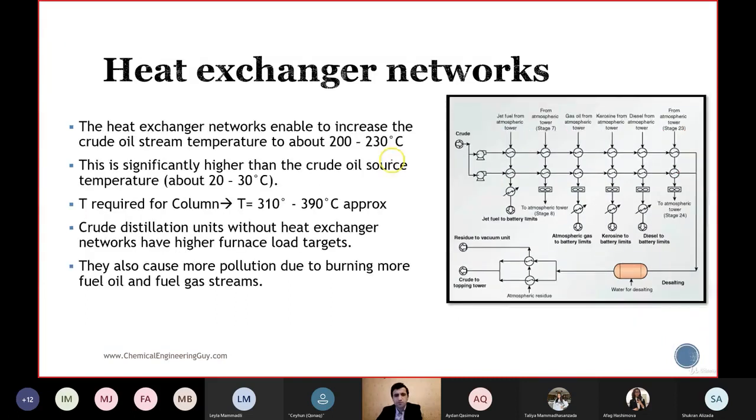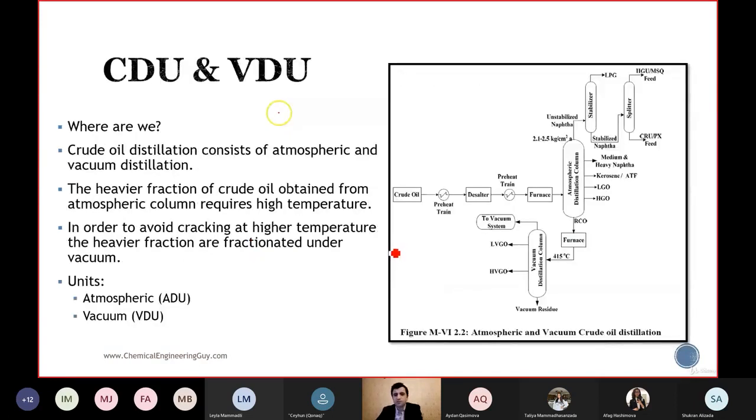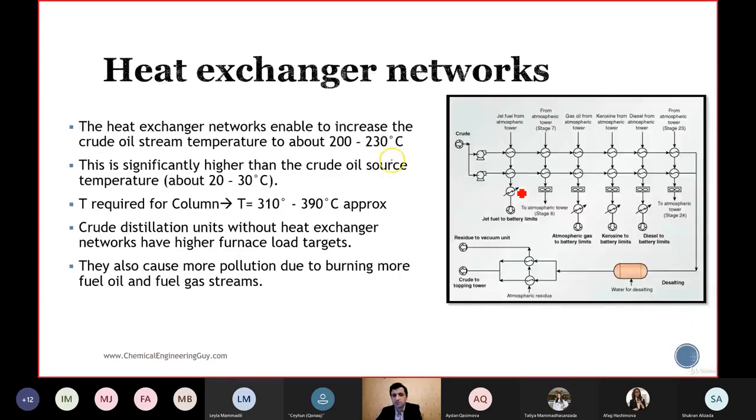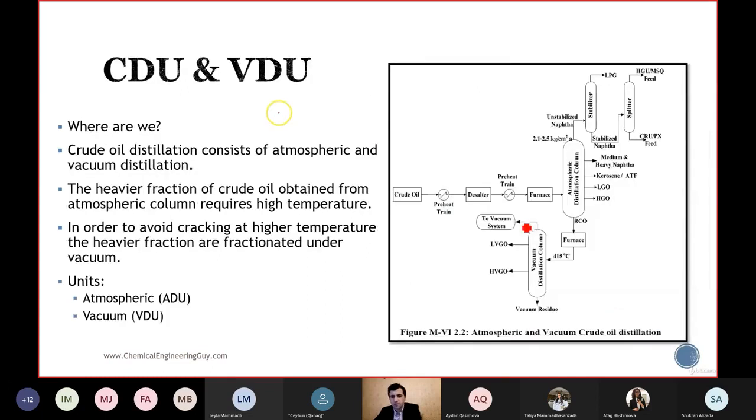I will skip this one and CD video. So we have the first heat exchanger network, we have the desalting, we have the second heat exchanger network, then we have the furnace, and then here crude oil enters the atmospheric distillation unit at around 400 degrees Celsius. This is 720 already.